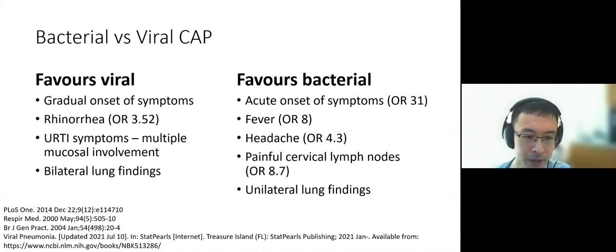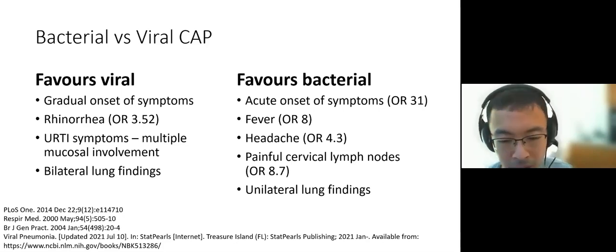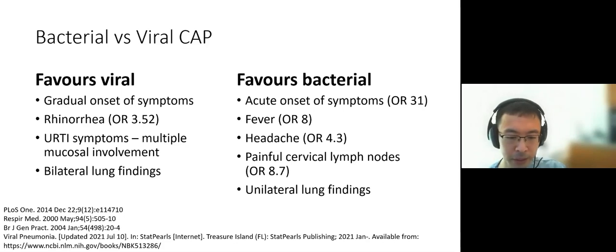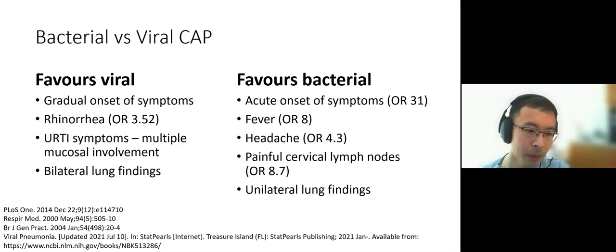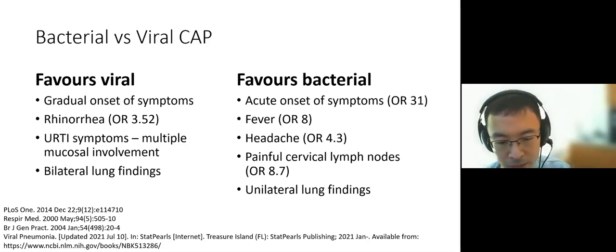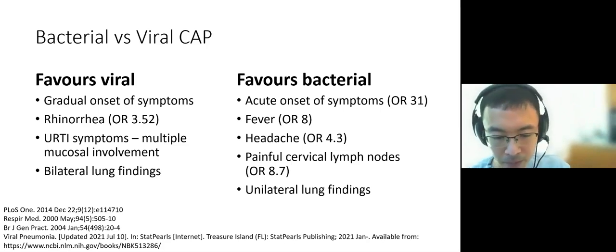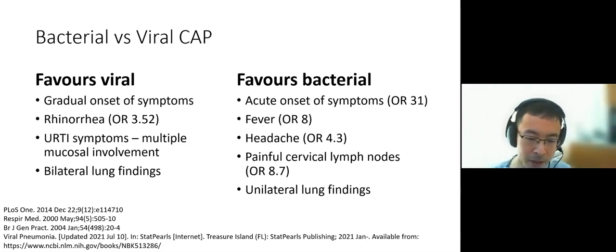So now that viruses are dominating the CAP arena, how do you differentiate between viruses and bacteria? Although some features do overlap, these are some clues to help you out. Viral infections tend to develop gradually, while bacterial pneumonia is more acute in nature. Viral infections affect multiple mucosal membranes, so you might have upper respiratory tract infections, rhinorrhea, pharyngitis, or otitis media. With bacterial pneumonia, you often get high fever, headache, and interestingly, painful cervical lymph nodes. And on chest exam or imaging, viral infections can be bilateral, while bacterial are generally unilateral.